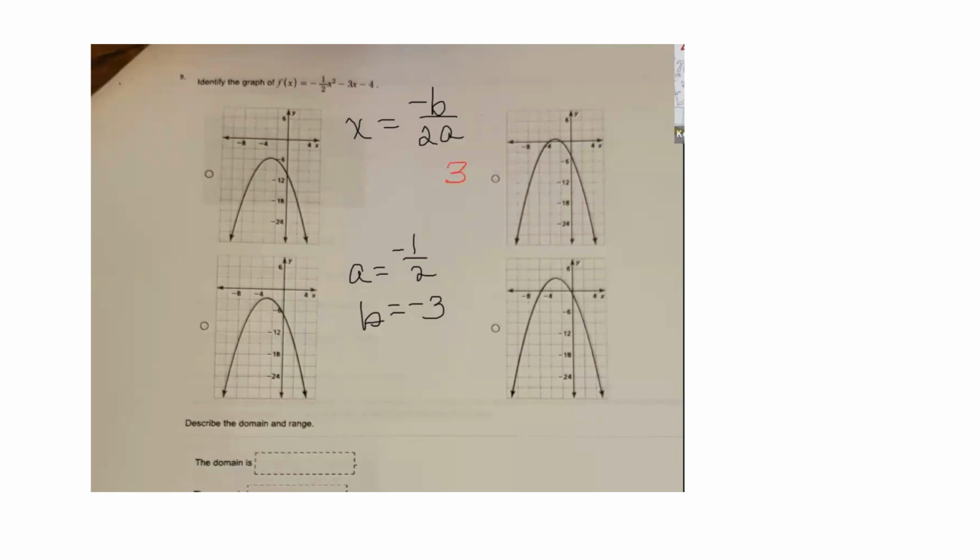So 3 over 2 times -1/2. 2 times -1/2 is -1. So 3 over -1 is going to give us x equals -3, which we knew from looking at the graphs. But to be able to get the rest of the question, we want to know what is y? So we're going to plug in -3 in place of x. Go ahead and do that.